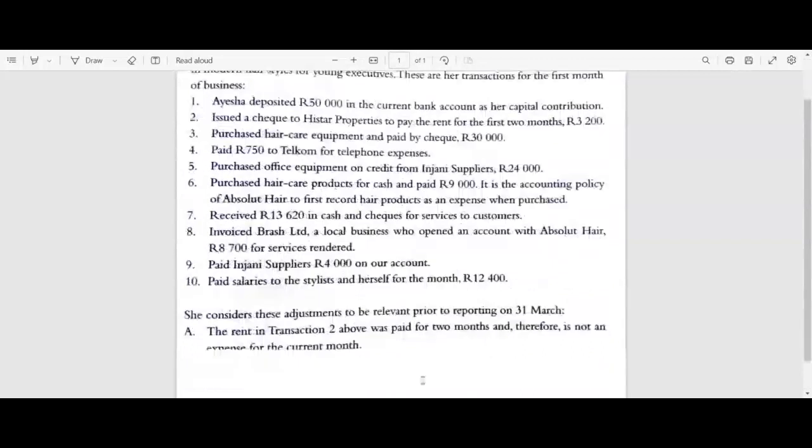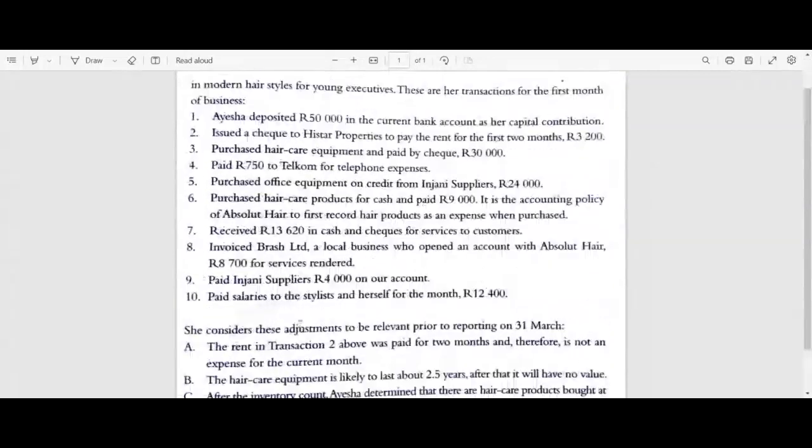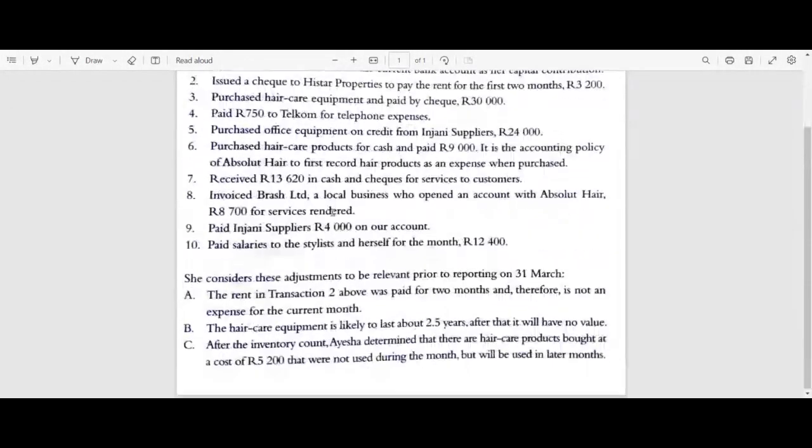By the way, ladies and gents, if I can just come back to paragraph B, we've not only got hair care equipment, we also have office equipment. Where was that? There, we also have office equipment. So we've got hair care equipment and office equipment, so we'll have to depreciate both. This is a tricky one because they don't specifically mention it, but we'll have to depreciate that as well. In any case, let's go to C.